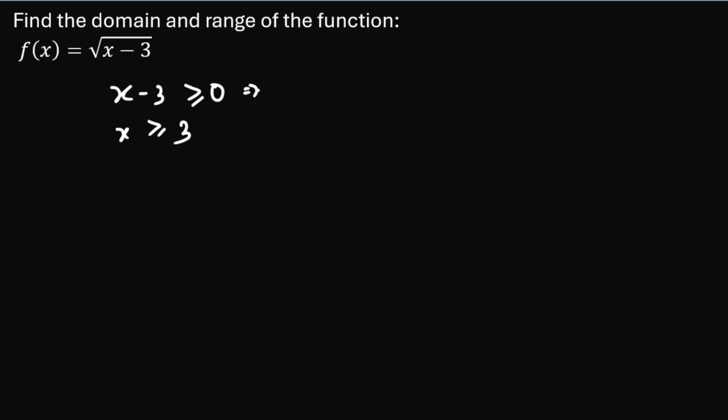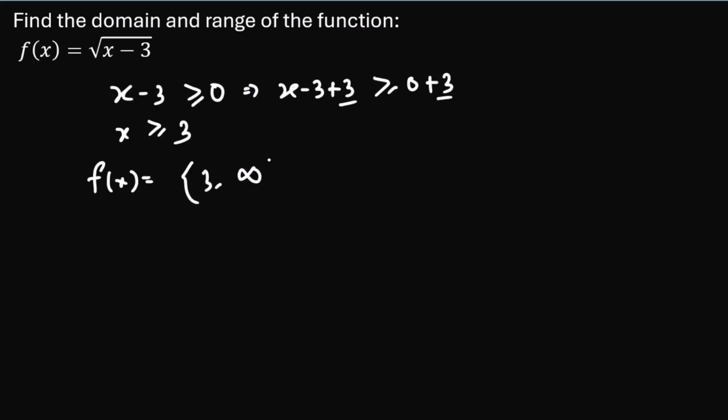So one of the steps is x minus 3 is positive. Here we will add 3 to both sides, so plus 3 is added on both sides, and we will get x greater than or equal to 3. So the domain will be, f of x equals, 3 to infinity.